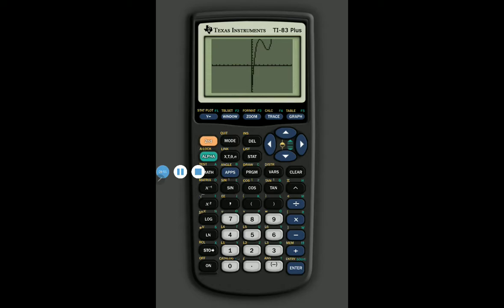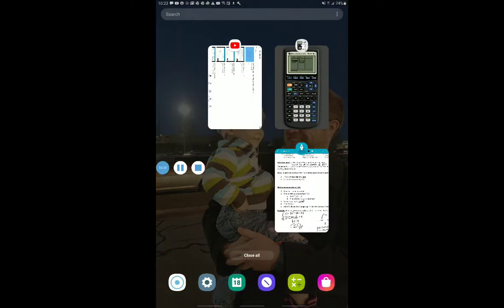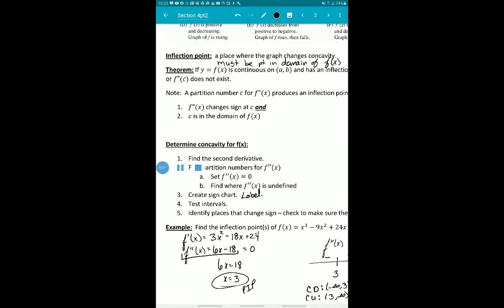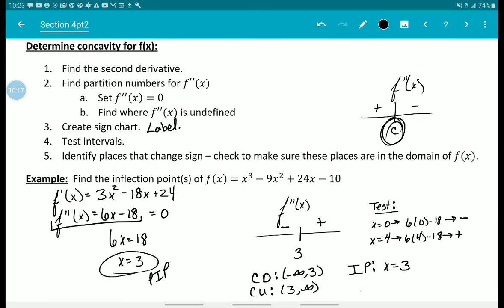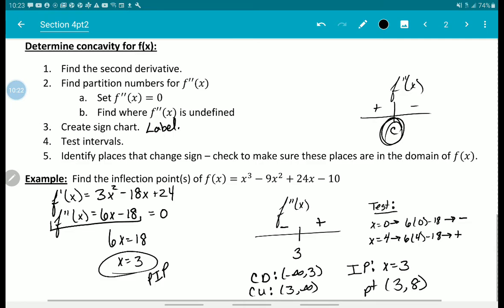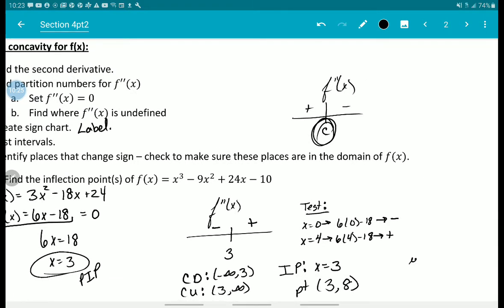Now, if we wanted to find that point, we need the y value. And we can find the y value just by plugging 3 into that function. If I plug 3 into my function, I'm going to get a y value of 8. Remember, we always find y values by going back to the original function. So the point would be 3 and then 8. And we get that y coordinate by using the original function, finding f of 3, which in this case gave us 8.